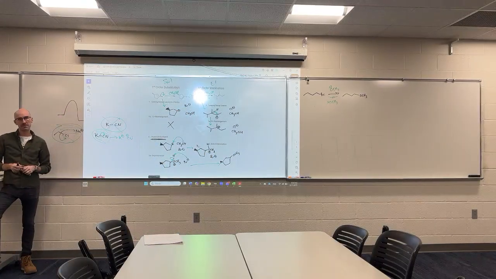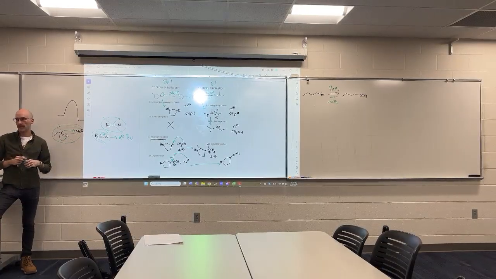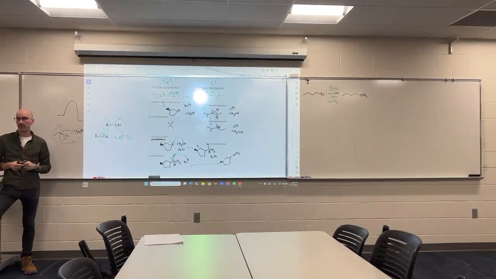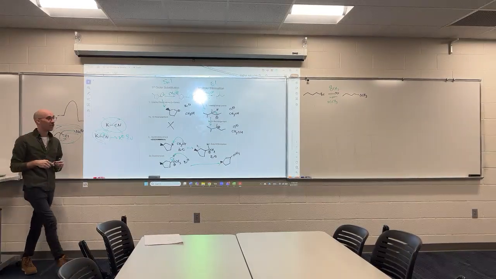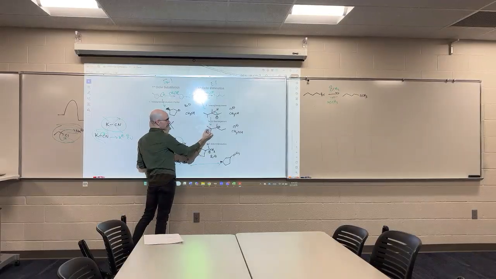The last step in this mechanism is a bit like the E2 mechanism, except less arrows. A base needs to deprotonate a hydrogen, and that CH bond forms an alkene. The question is, where should I take a hydrogen from? There's a lot of different places where hydrogens are beta to the carbocation. This should form the most stable alkene. So I need to steal from the most substituted carbon.